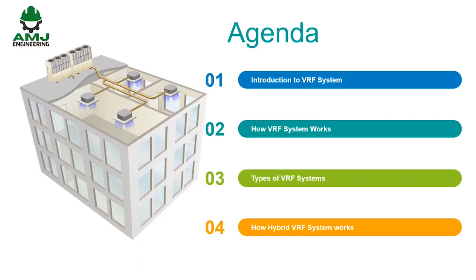Let us have a look at the different sections we are going to cover through our video. The first section is a general introduction to VRF systems. Then we are going to see how VRF systems work. Then we will go through the different types of VRF systems. And the last section is about hybrid VRF systems and their working principle.